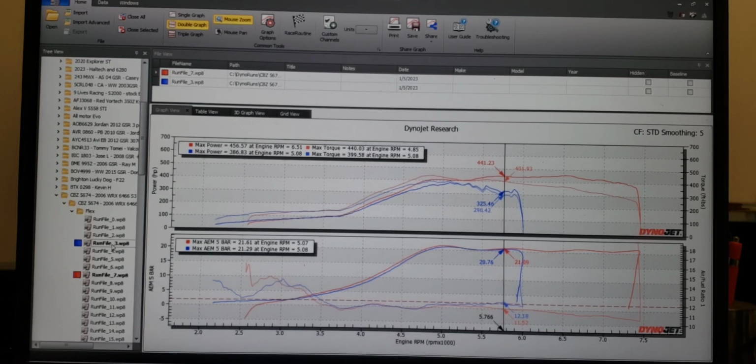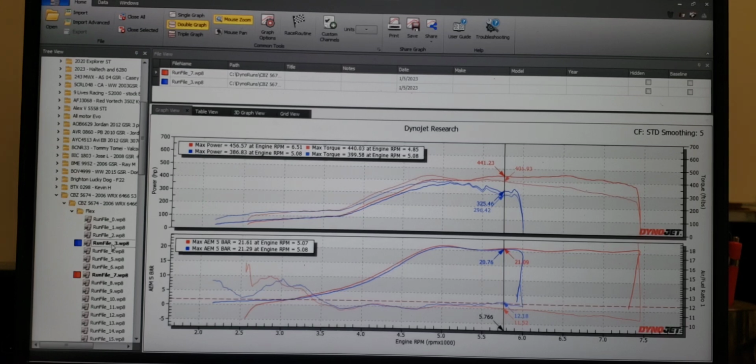I personally don't run non-projected plugs in most street cars. I think it's unnecessary. Typically, I will not go colder than a heat range 8. If you go cold, low speed fouling becomes a problem, which can also cause fouled plugs. If you pull it out and it looks like you dipped it in black tar, then you know, yeah, it's probably time for plugs. Bad fuel quality can do that too, but usually it's spark plugs, and learning how to look at a spark plug and identify the issue will help deal with a lot of the diag problems you're going to have.